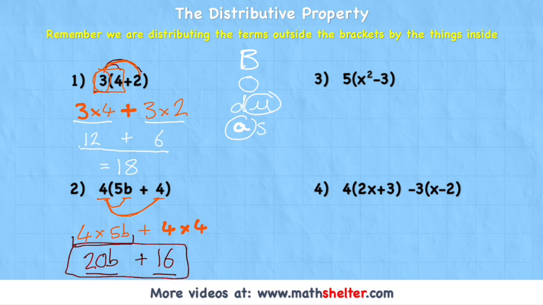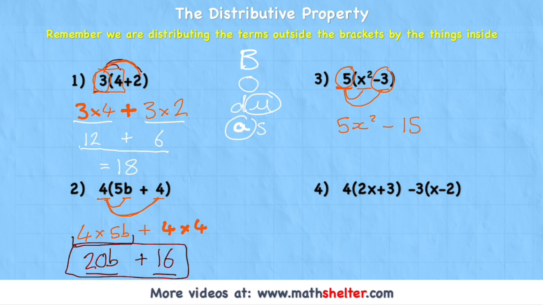Okay, let's have a look at the third example, and we have a new element to consider here, this power, which is a little 2, which means x squared. So I need to consider that when I come to my BODMAS, but I'm still doing exactly the same thing. I'm distributing this 5 by the x squared and by the negative 3. So let's do the first bit. 5 multiplied by x squared leaves me 5x squared, and then positive 5 multiplied by negative 3 will leave me with negative 15, because a positive multiplied by a negative leaves me with a negative.